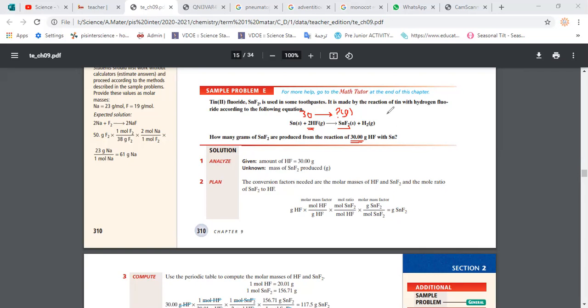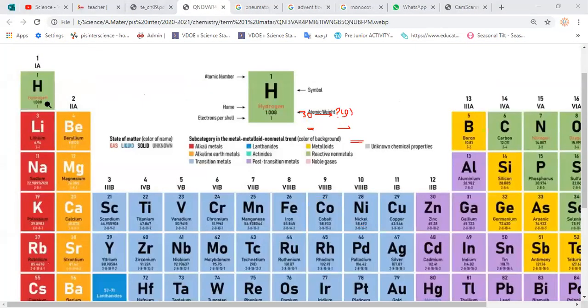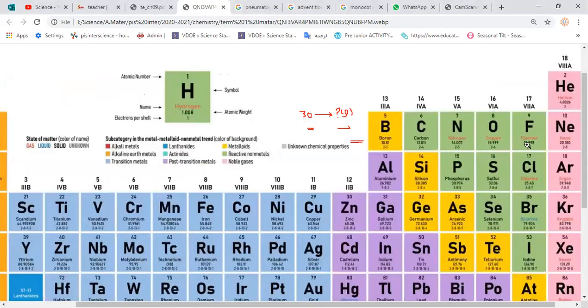So we're going to find the molar mass of HF. Back to the periodic table to find the mass. Hydrogen is 1, as you can see, while the mass of fluorine is approximately 19, 18.99. This small number represents the atomic mass.